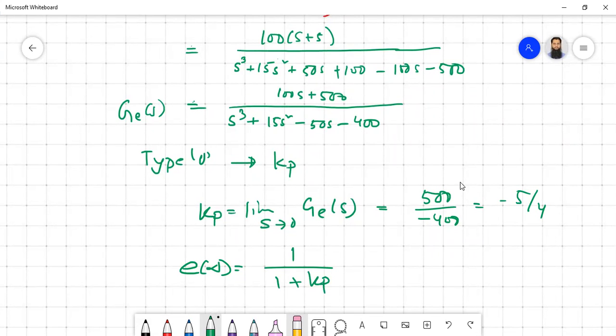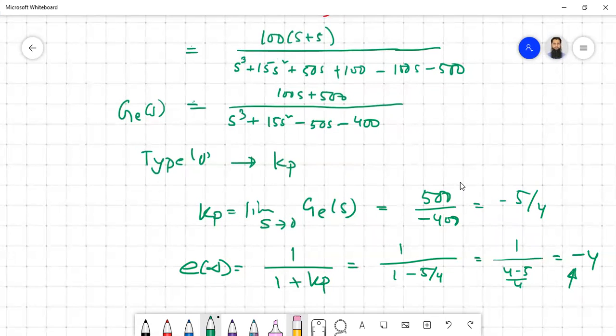Okay, so now 1 by 1 minus basically 5 by 4. So what we'll have is 1 by 4 minus 5 by 4, which will be minus 1, so basically minus 4. So what is the meaning of this negative sign? That means actually the output is larger than the input.